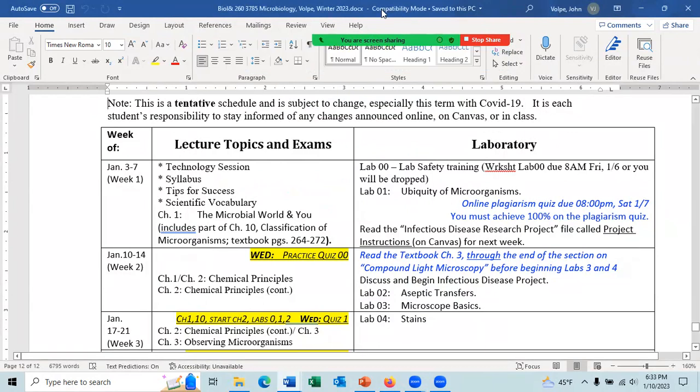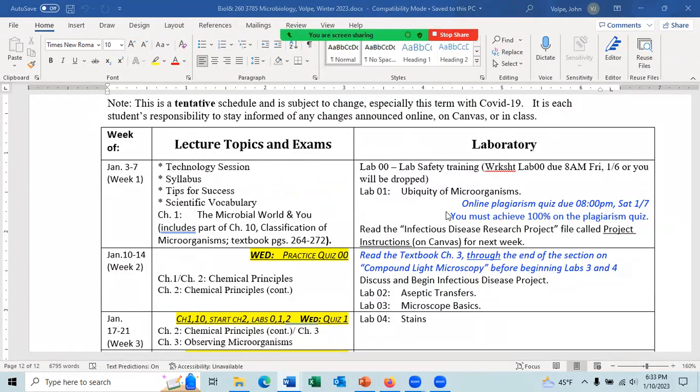All right, so today we're going to be talking about Lab 2, aseptic transfers. You do need to read the textbook Chapter 3 through the section on compound light microscopy before beginning Labs 3 and 4. So you do need to read this part of the textbook before Thursday. We're going to be beginning working with the microscope on Thursday, meaning Lab 3.